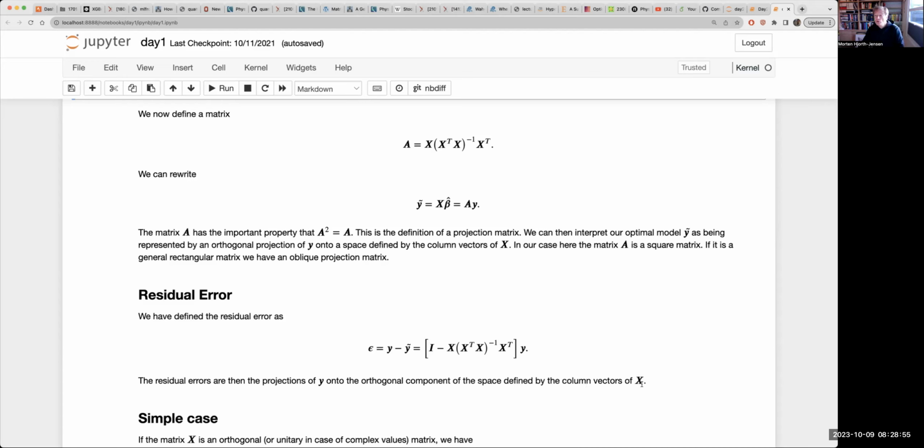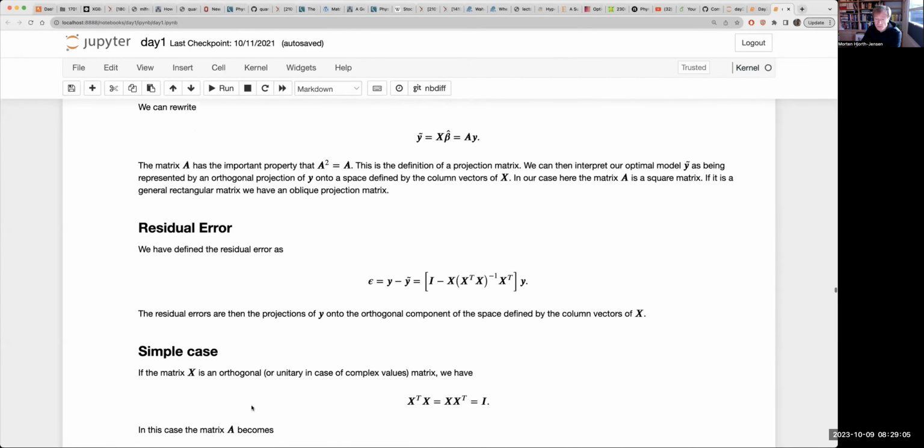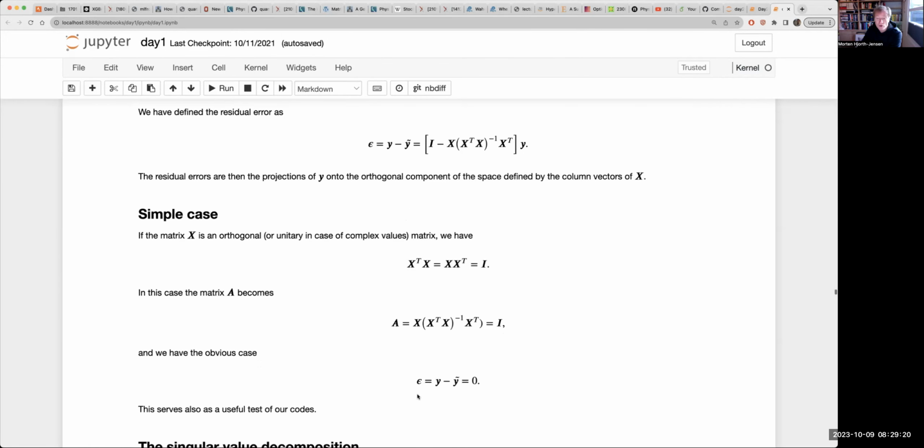And a very useful test when you're writing your code is to assume that x is an orthogonal matrix. If x is an orthogonal matrix, then we have this property that x transpose times x is equal to x times x transpose, and that's equal to the identity matrix. In that case, this matrix A is simply equal to the identity matrix. And then you have the obvious case that your model gives a perfect reproduction of your data y. And that is always a useful test of your machinery, just to see that that is the case.